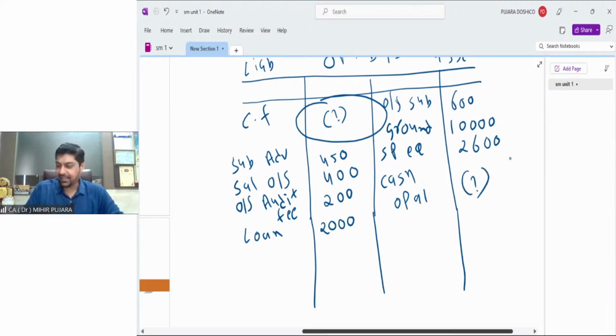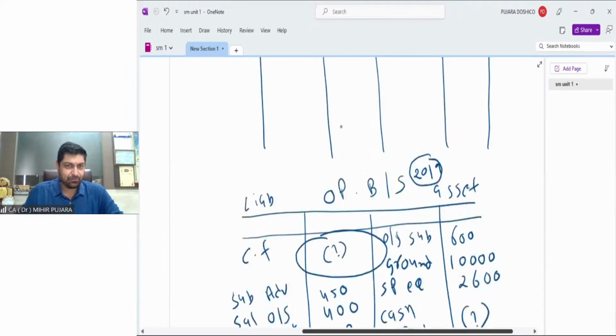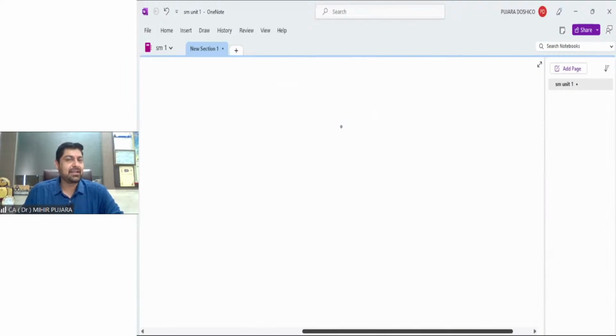And then we will get the CF opening balance. And this CF opening balance is transferred to the balance sheet. Okay. So the sequence of the sum should be very much clear before starting the adjustments.